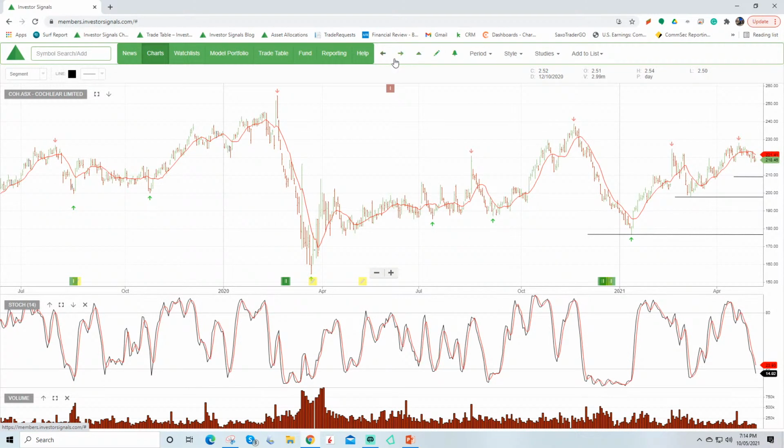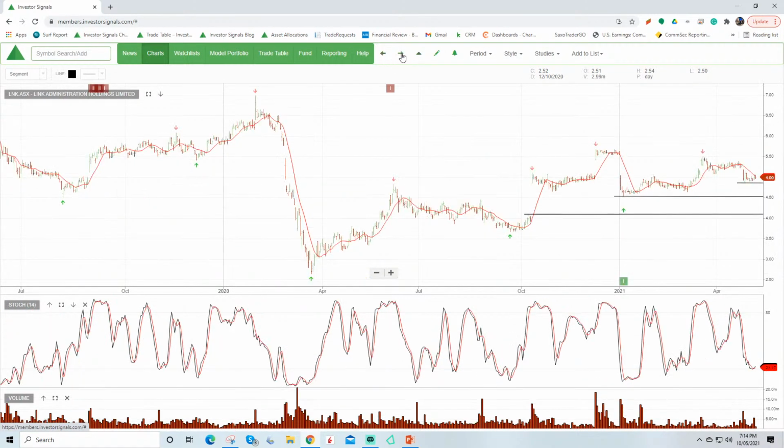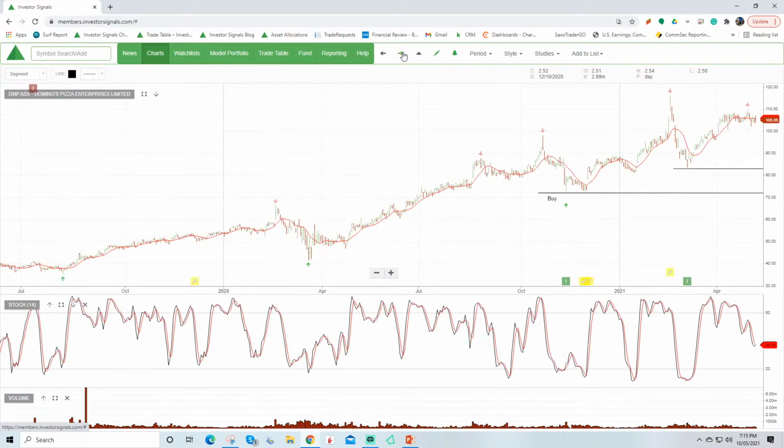Cochlear are under buy conditions at the moment. Support there at just above, sort of around that 210 level. Link Administration around $5, but not doing too much there at present. Domino's, we'll take a look at this on a more material pullback, but if we look at the history of the algorithm signal, we had the buy there at 73 and then the buy again there at around 85.